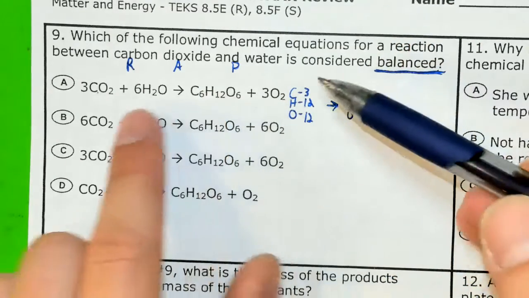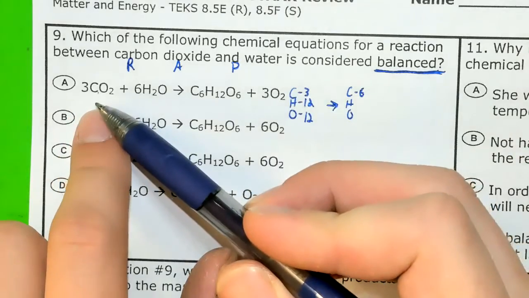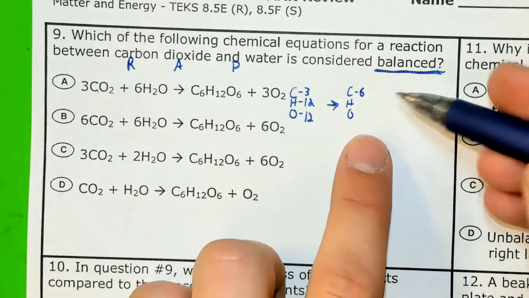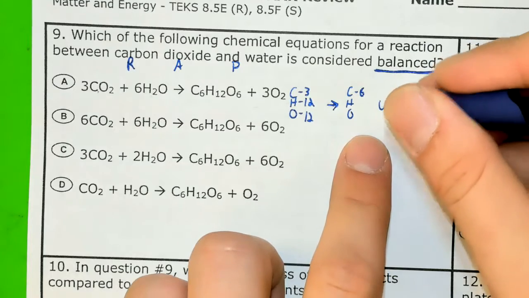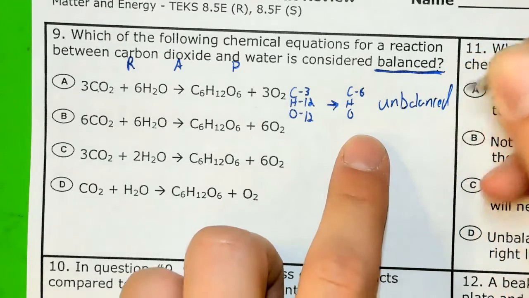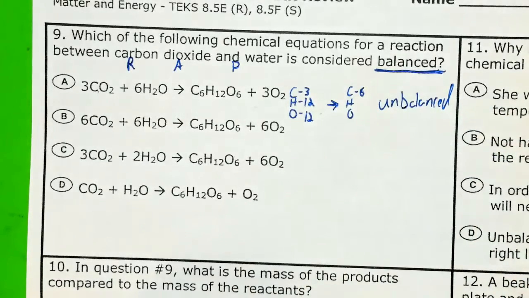Already off the bat, do we have an issue here? We do. We only have 3 carbons on the reactant side, but we have 6 carbon over here. We have 6 carbon on this side. So we already know that this is unbalanced. And you'll repeat this process for B, C, and D.